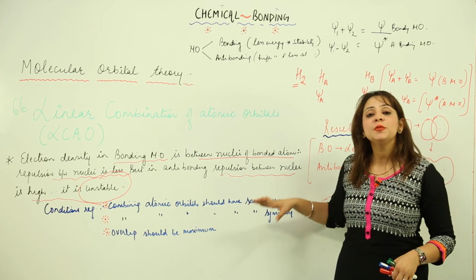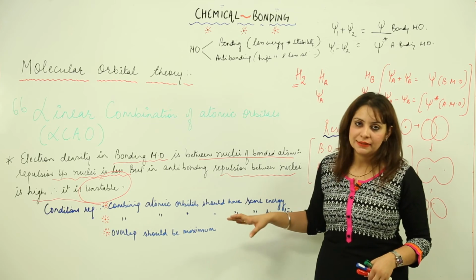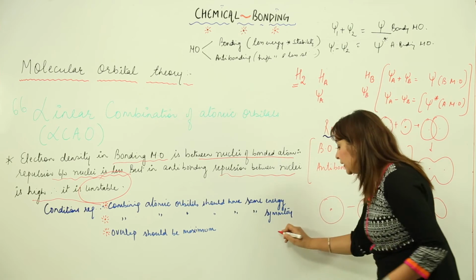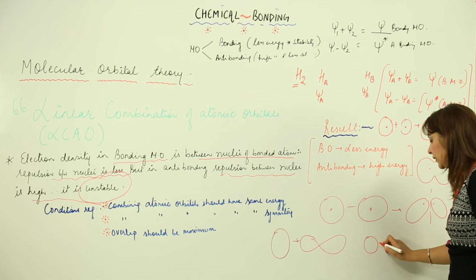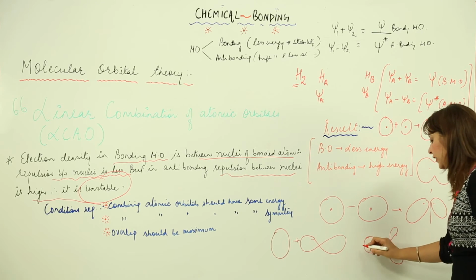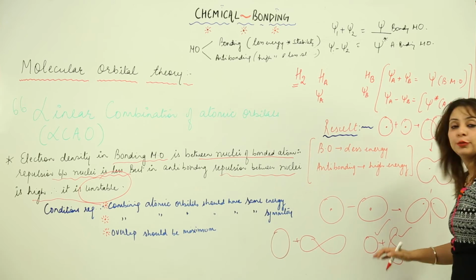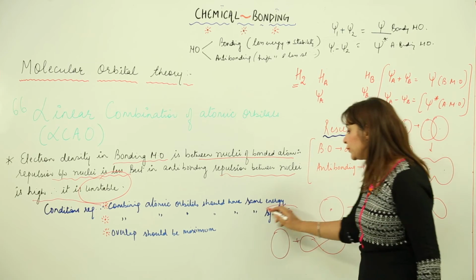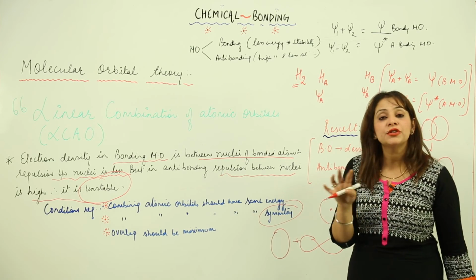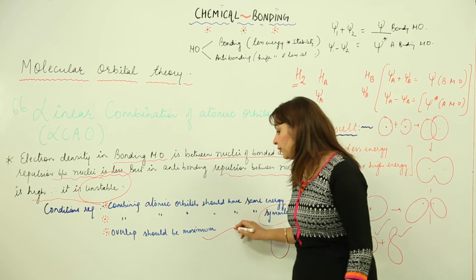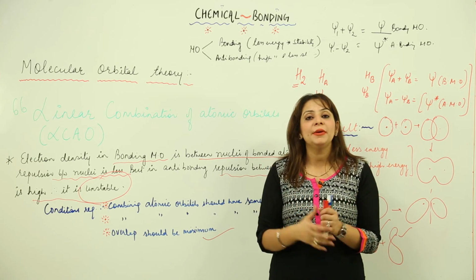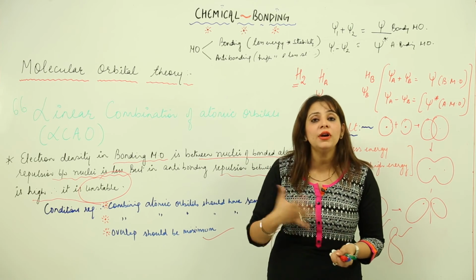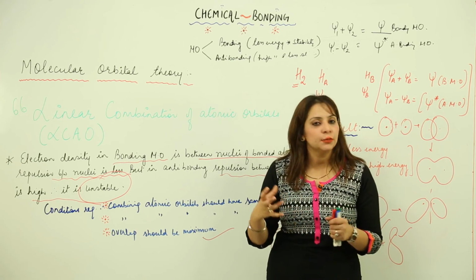That means they should be symmetrical around the internuclear axis. Like I can combine this S orbital with this kind of orbital, but I cannot combine this S orbital with this orbital because its internuclear axis is different from this, right? So they need to have the same symmetry. And we know that if you want a strong bond, the overlapping region should be maximum, because the more the overlapping, the stronger the bond formed, right?